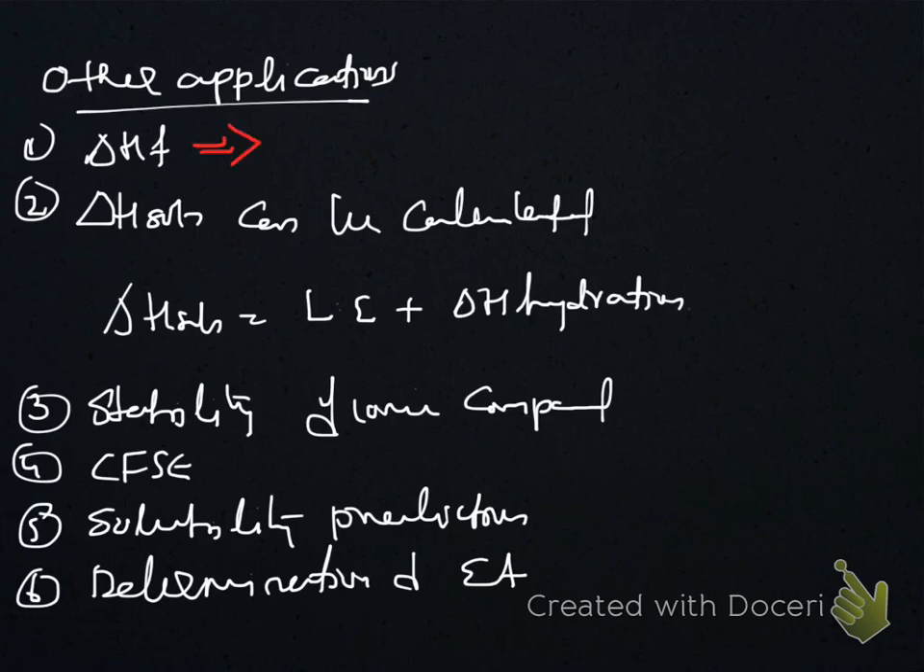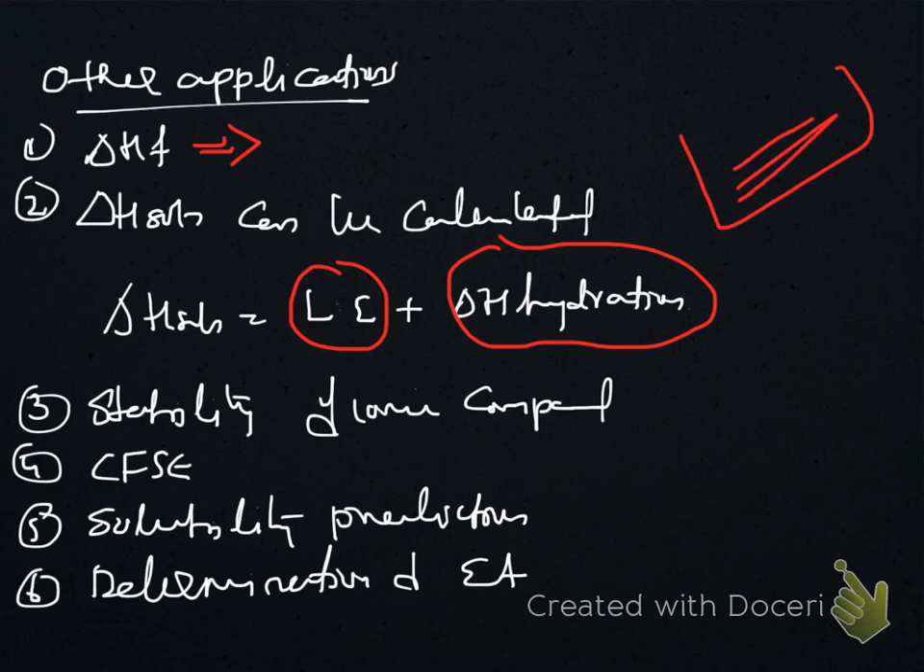Second one, delta H solution can be calculated if you know lattice energy and delta H hydration. When we add NaCl to water, Na plus ion is surrounded by water and Cl minus ion is also surrounded by water. That is called hydration. During the hydration process, some amount of energy is released. That is called hydration energy or delta H hydration.